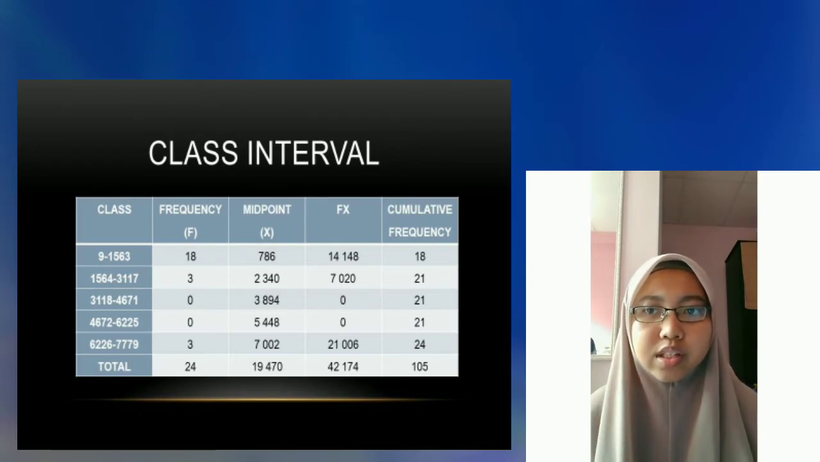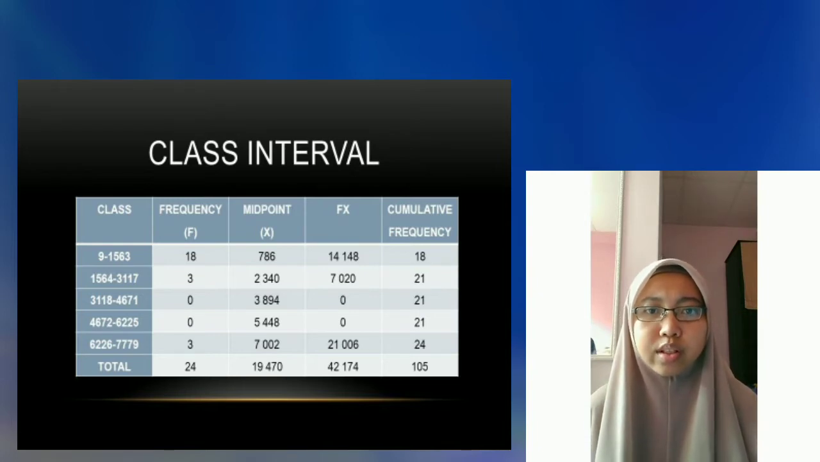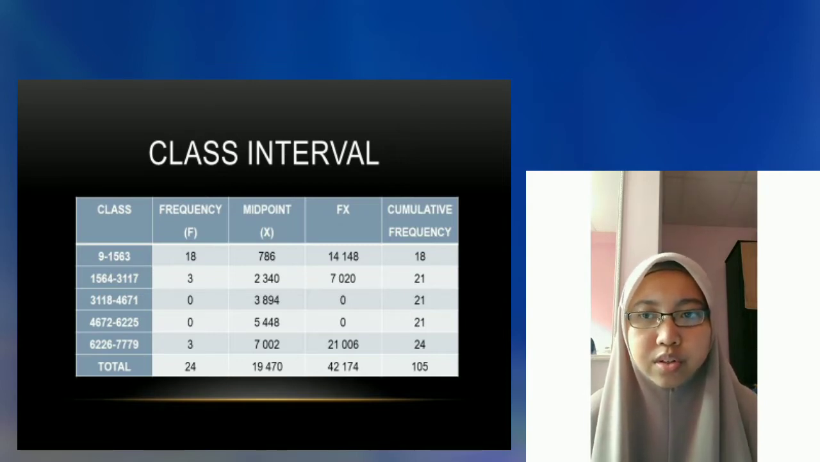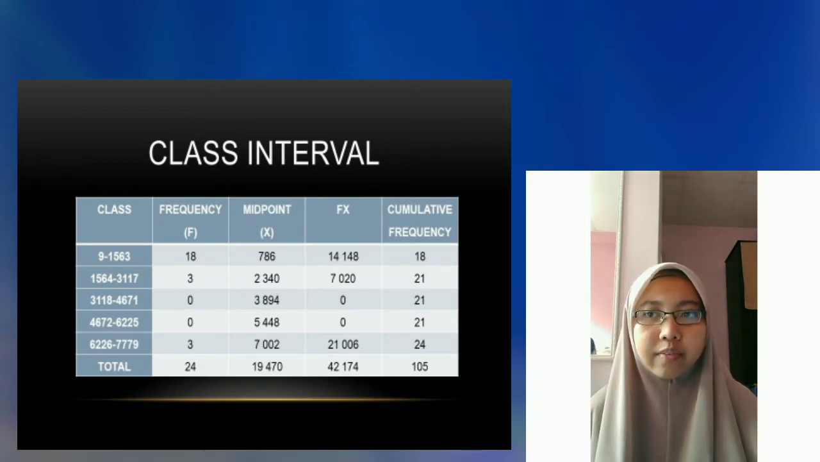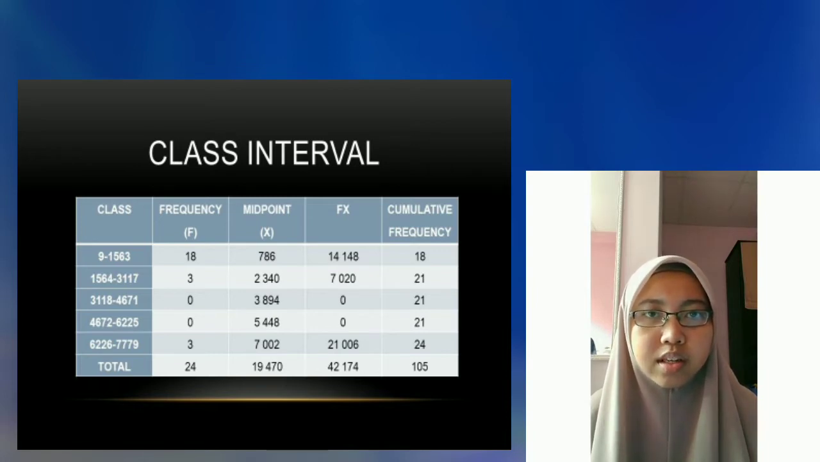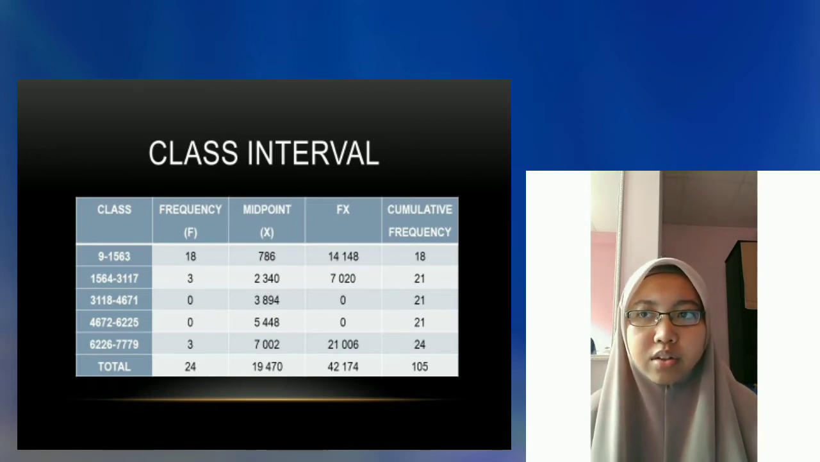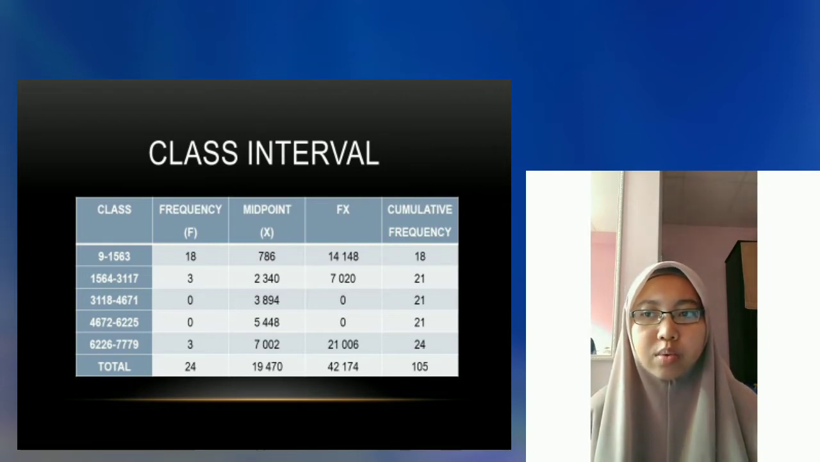The total of frequency is 24. Total of midpoint is 1940470. The total of fx is 42174. Total of cumulative frequency is 105.